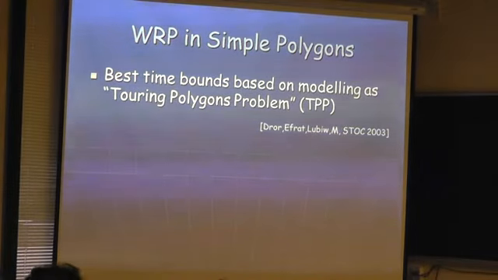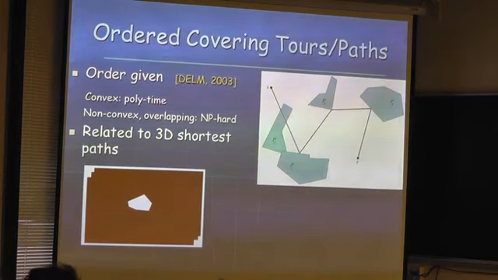So I've already mentioned that the Watchman route in simple polygons, we know how to do it efficiently. I'm going to flip through these. This is the most efficient method. It's based on the so-called touring polygons problem, where I give you a starting point, I give you a sequence of polygons, I'm giving you them in order. Find a shortest tour that goes from S to T that visits the polygons in the given order. That is, the first time you visit Pi occurs before the first time you visit Pi plus 1. And that's the more general problem that we set out to solve and do solve. And that allows us to solve this Watchman route in a simple polygon in polynomial time.